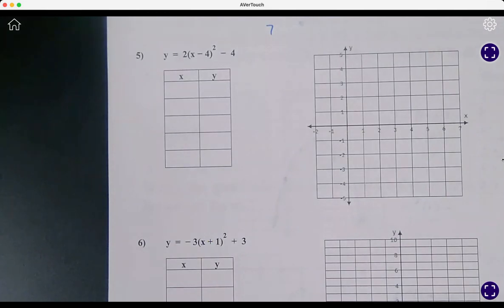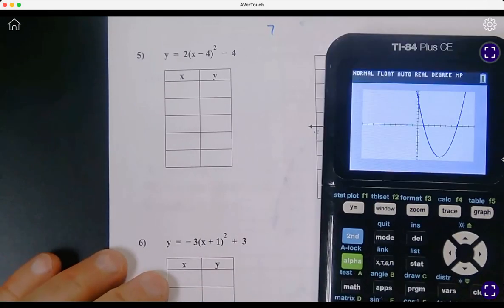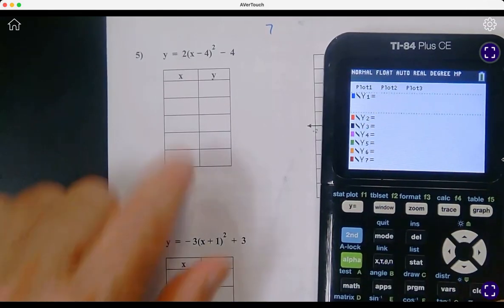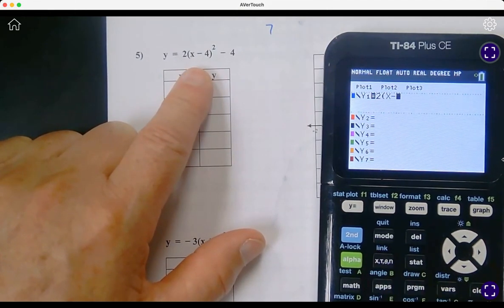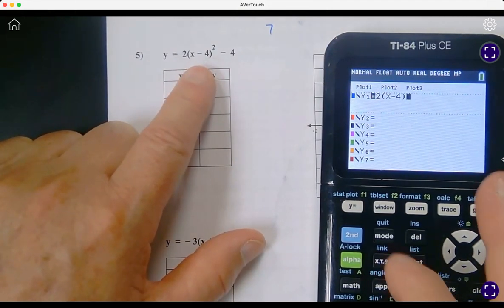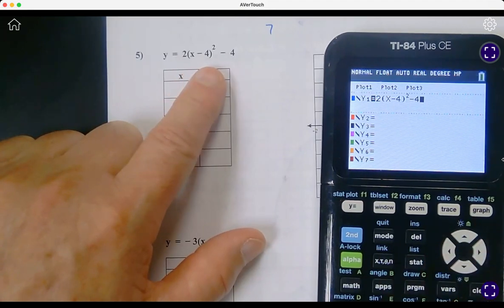All right, this time, I'm going to do it different because I roll like that. I'm going to throw this in the graphing calculator, and I'm going to show you how to do it that way. Go to y equals. I can put this in just the way it sits: x minus 4 squared minus 4.